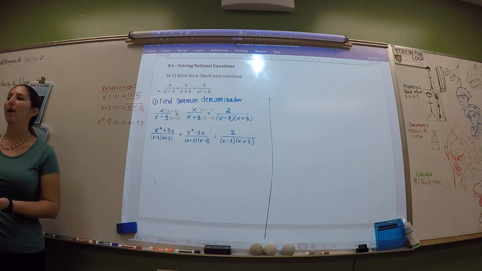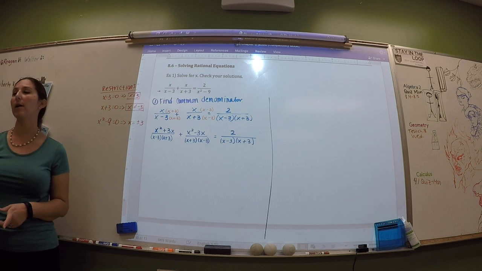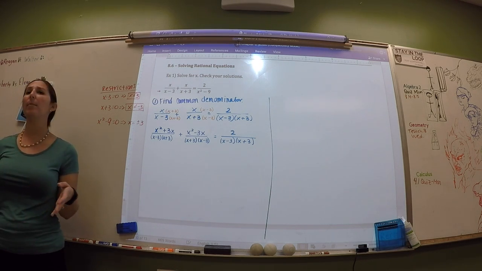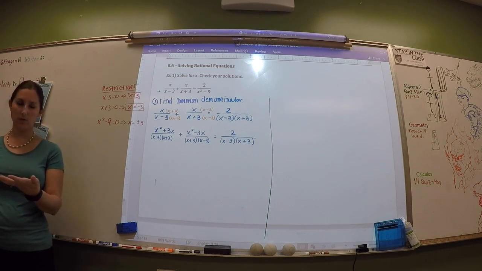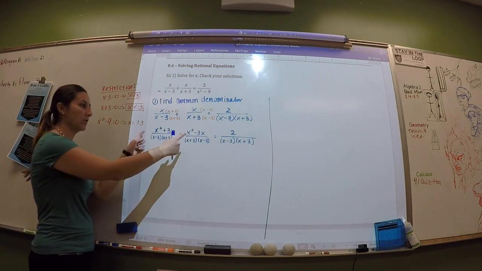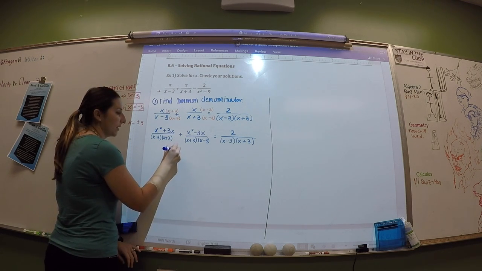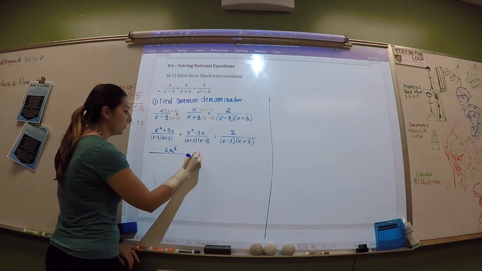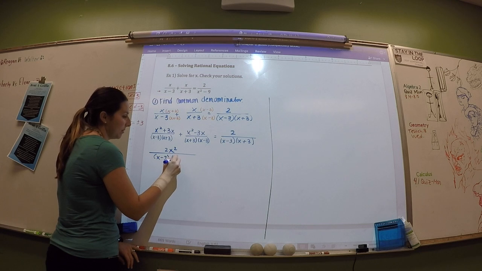Alright, so just distribute, you've created new numerators. Now, the whole purpose of finding a common denominator is what? Why do we do it? So then you could add and subtract. So we're going to add our numerators, and that gives me 2x squared. 3x plus negative 3x is 0. So my new numerator is 2x squared, and that's all over my common denominator.